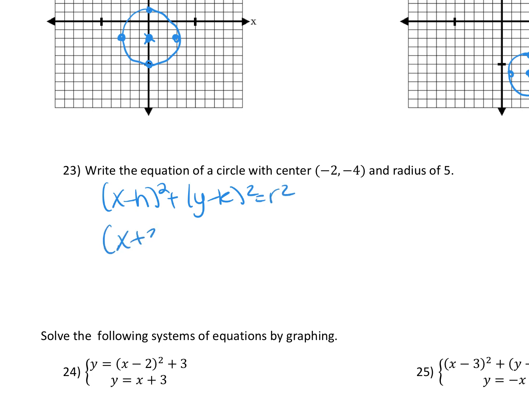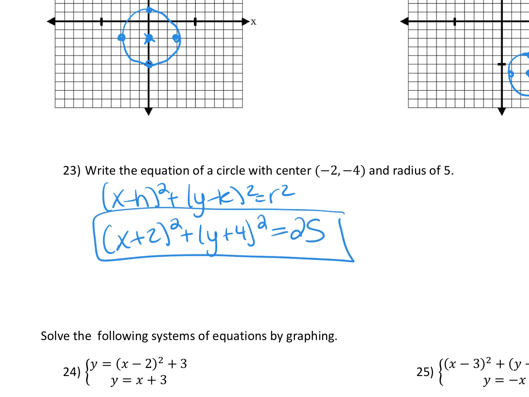So it'll be (x plus 2) squared plus (y plus 4) squared, because it's always opposite, equals 5 squared, which is 25.